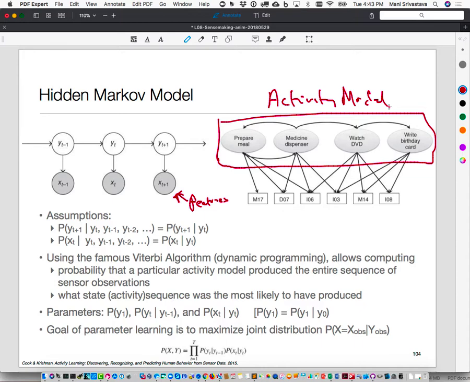It may vary from person to person. It may vary with time of the year. It may depend upon day of the week, stuff like that. But at the end of the day, there is some underlying model that exists.